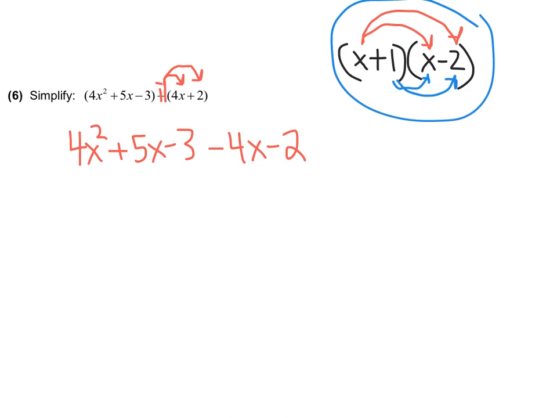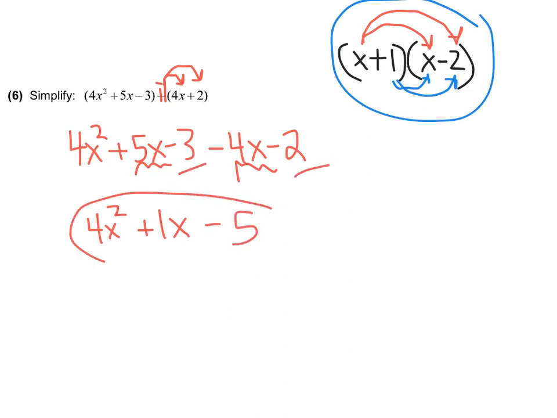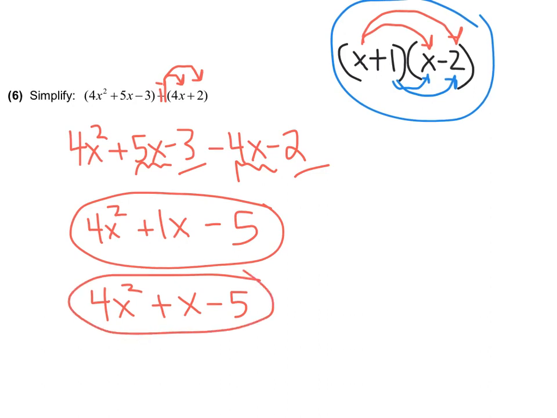Now we'll add like terms. So 5x and 4x are the same term. So we have like terms. So 4x squared plus 5x minus 4x is plus 1x. And then negative 3 minus 2 is minus 5. You can leave your answer like this, or you can write it as 4x squared plus x minus 5. You can put a 1 in front of the x, or you don't have to.